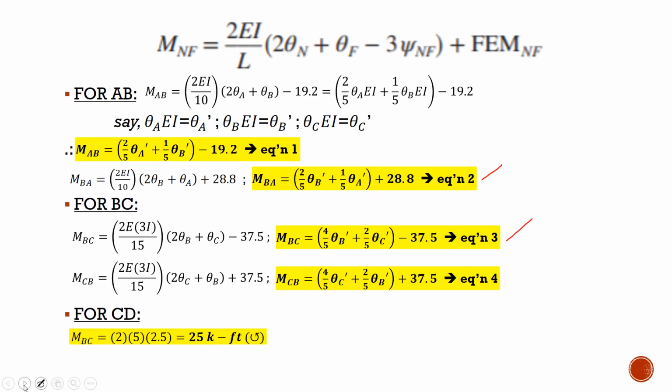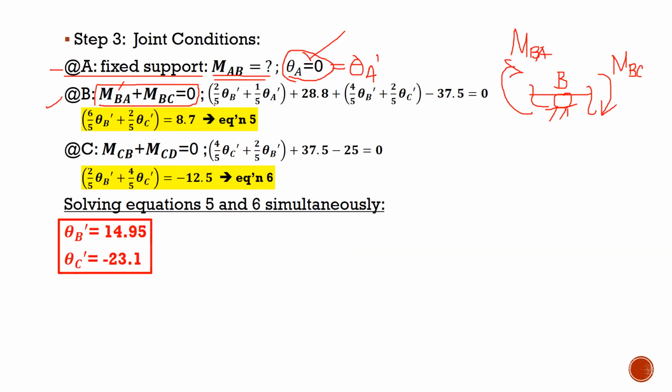So this is MBA, plus this is MBC, which is equal to 0. Then we simplify. Since theta A is 0, this is 0, so cancel this out. You have like terms: 2/5 theta B prime and 4/5 theta B prime. Adding them, we get 6/5 theta B prime.